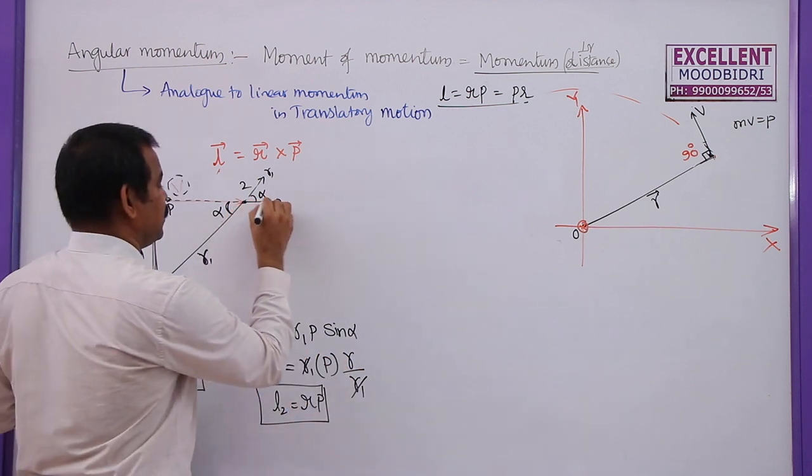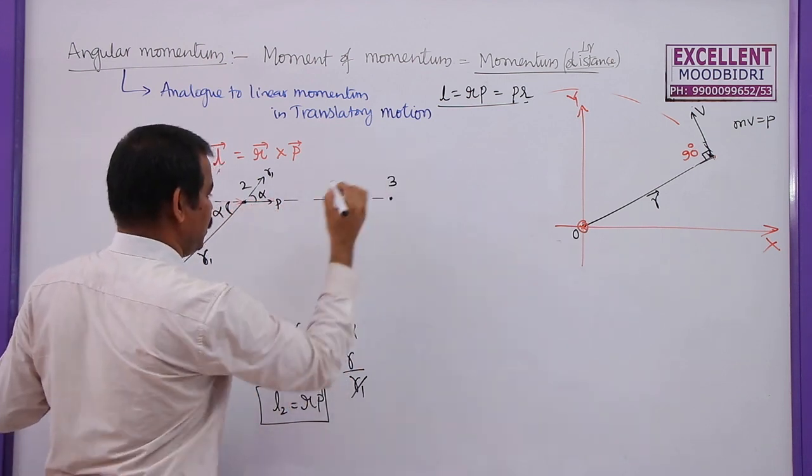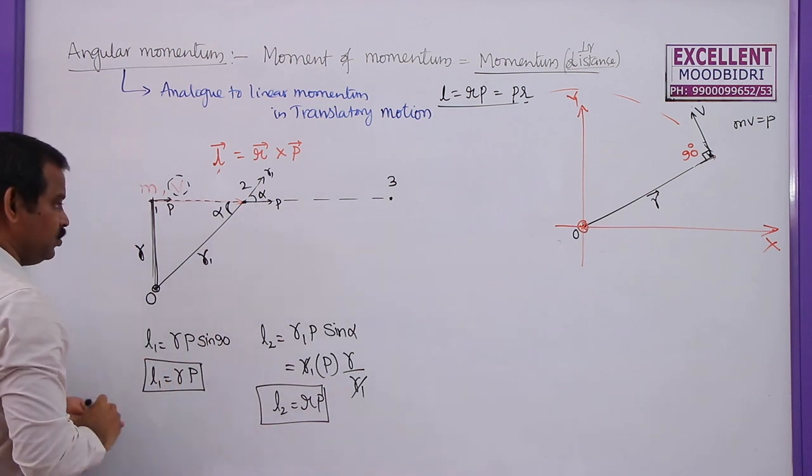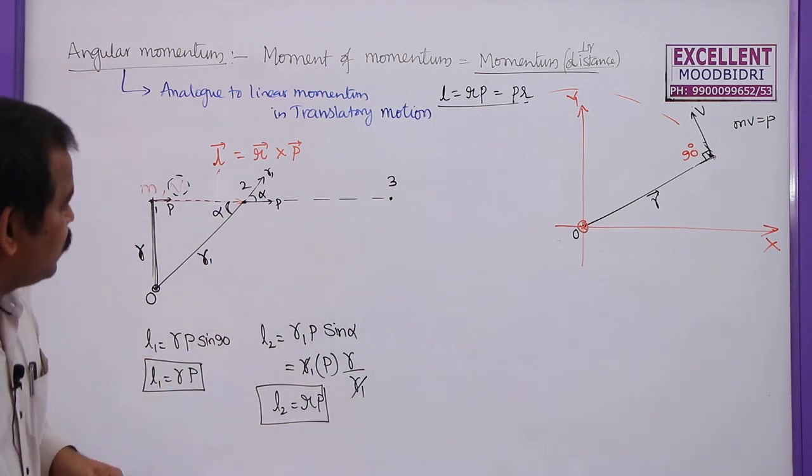Now after some time, let us say the particle reaches this point 3. Now the distance between these two is given by r2 here.